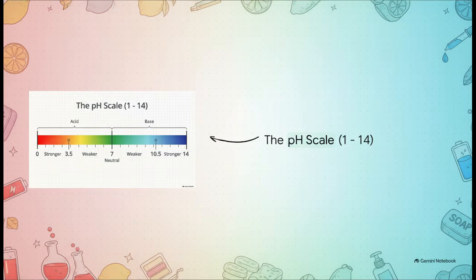The pH scale, 1 to 14. 0 is stronger acid, 3.5 is weaker acid, 7 is neutral. Weaker base starts after 7, 10.5 is weaker base, 14 is stronger base.